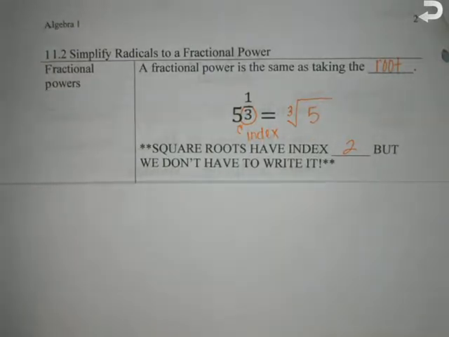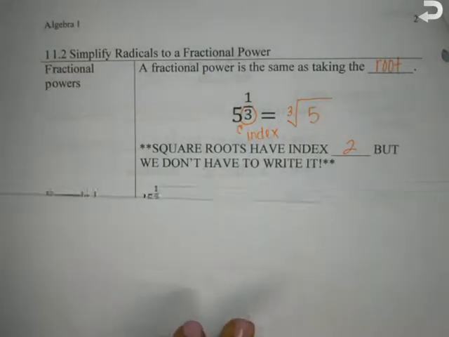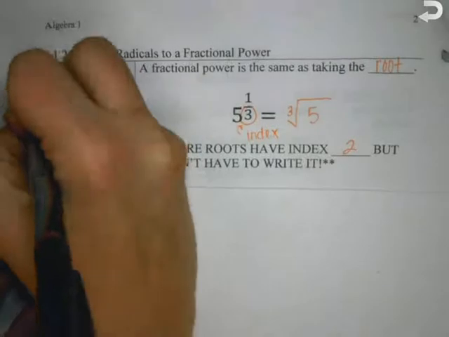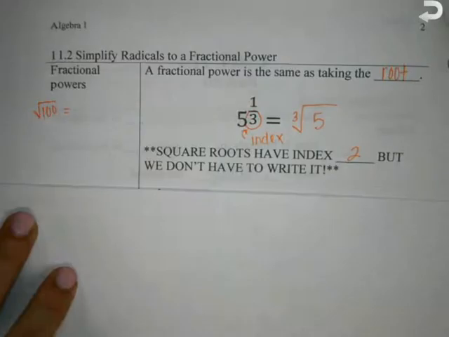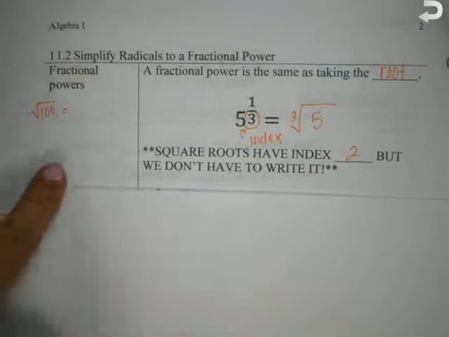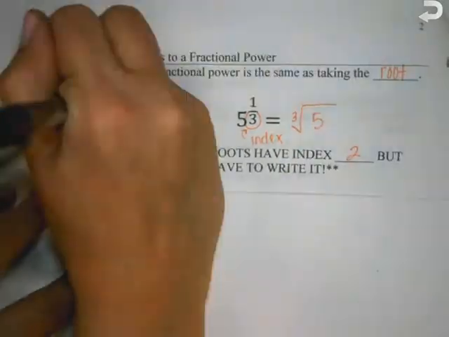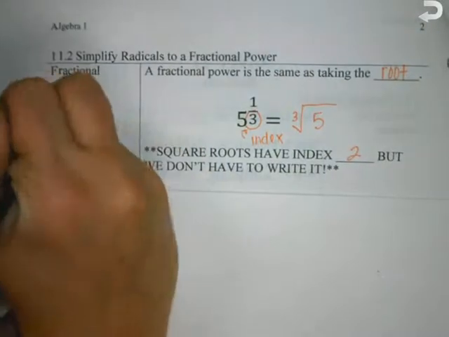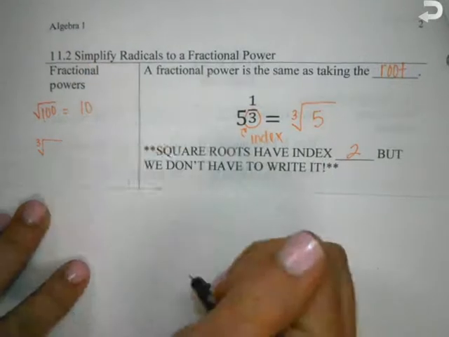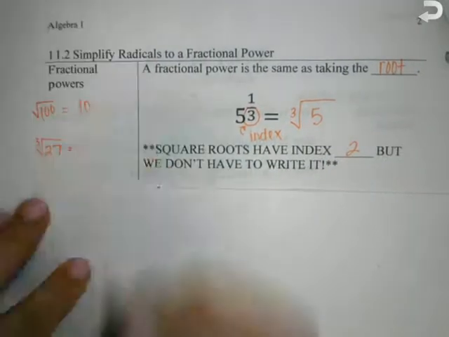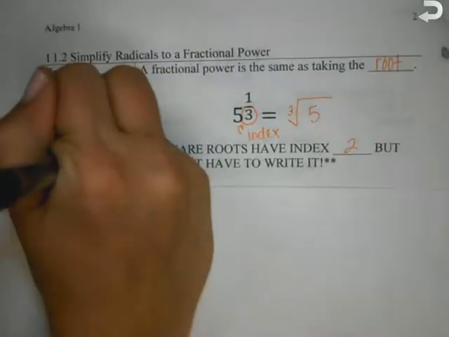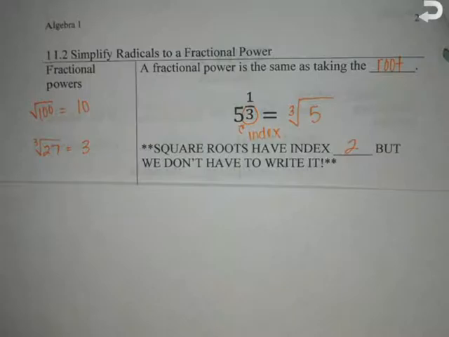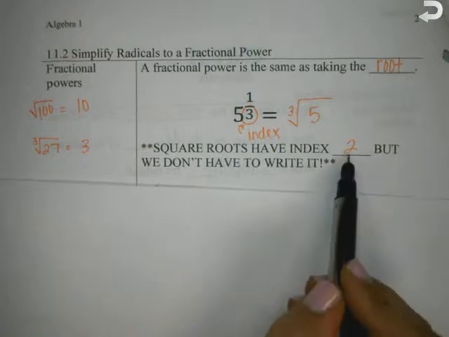Okay? So if I'm looking for the square root of 100, I'm looking for what number times itself twice gives me 100. What is it? 10, right? 10 times 10 gives me 100. If I am looking for the cube root of 27, what number times itself 3 times gives me 27? 3. So the answer would be 3. You guys remember that? Okay. So square roots actually do have an index of 2. We just don't have to write it.